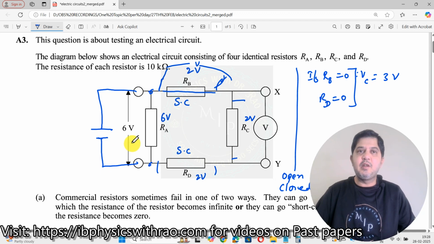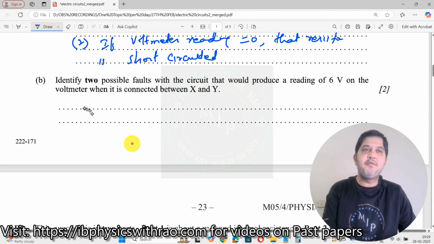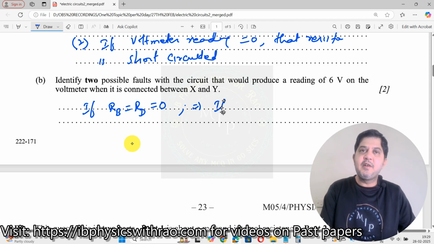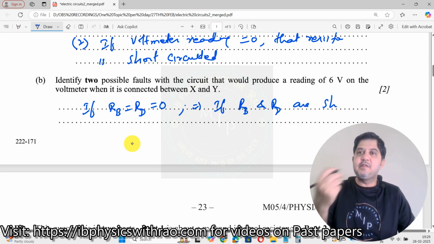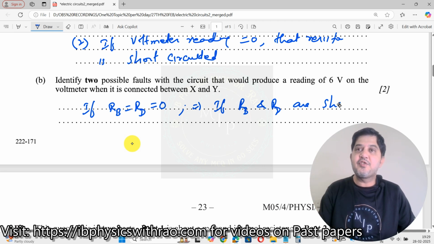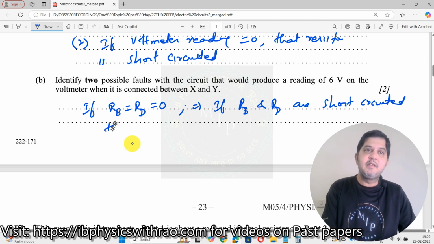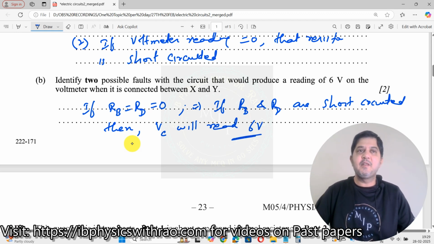So now you can say that if RB is equal to RD is equal to 0, which means what? These are 2 marks. So it implies that if RB and RD, here I put R and over here, in the previous one it was R over here, are short circuited, then VC will read 6 volt. Now let us move on to the next one.